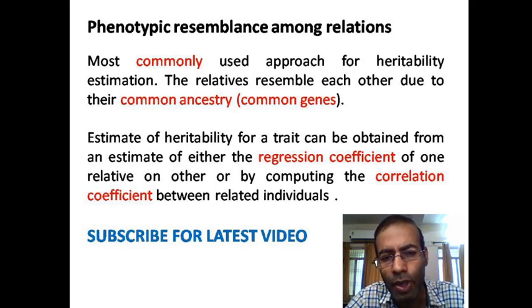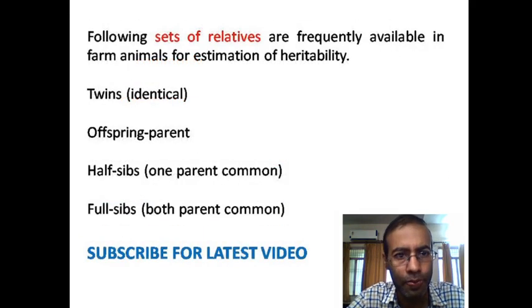So there are two ways to estimate heritability: either the regression coefficient of one relative on the other, or by computing the correlation coefficients between related individuals. These two approaches are generally used for estimation of heritability by using phenotypic resemblance among relatives. We have these sets of relatives which are frequently used for estimation of heritability.